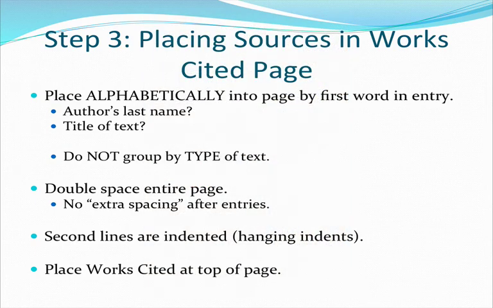Additionally, we don't group these by type of text. We don't put all of our books together, then all of our online sources, then all of our DVDs we watched. It's just simply an alphabetized list of every source in that order. We're going to double space the entire page. We don't hit extra spacing after each entry. And the second lines are indented. And technically that's called a hanging indent. And on the next slide, we'll show you what that looks like in Word, so you can actually pull that second line over with a tool rather than trying to hit Tab, which oftentimes messes the whole thing up.